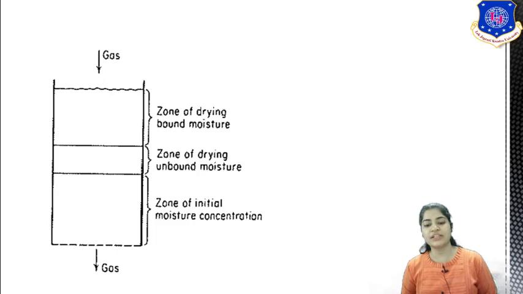Okay, so you can see that the zone of unbound moisture drying is the smallest, because very fast your wet solid gets unsaturated. Most of the liquid has been removed from it, and then the unsaturated condition is there in your drying solid. So that is the small zone of your drying, whereas you can see that the zone of bound moisture is large.